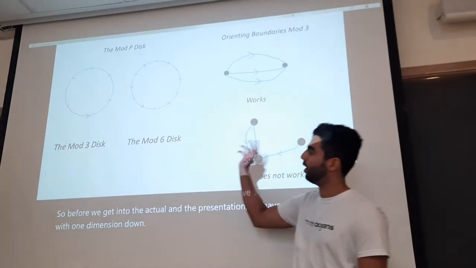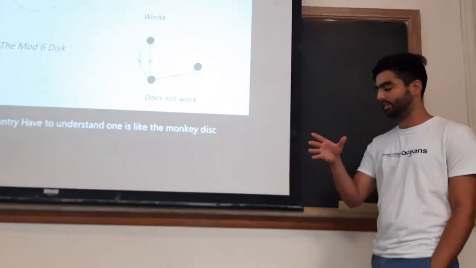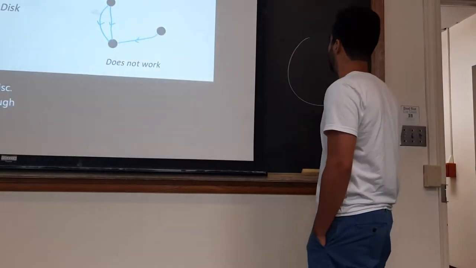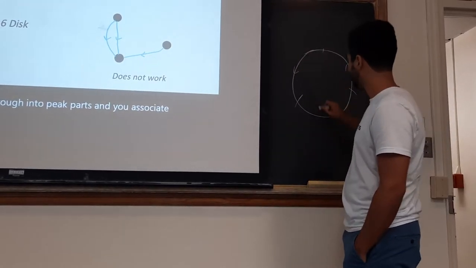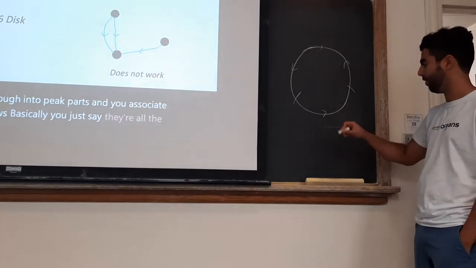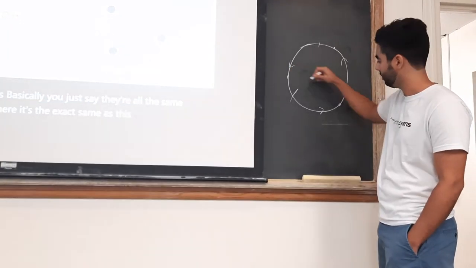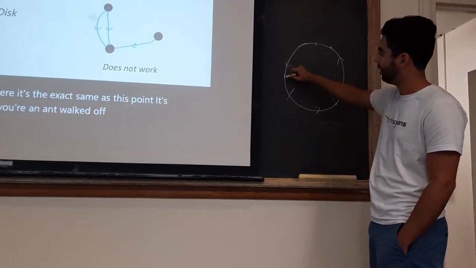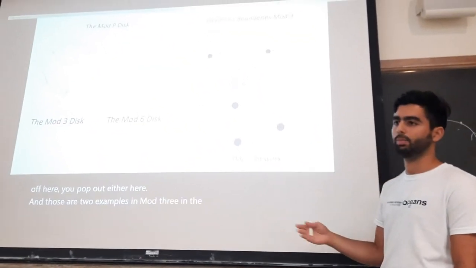First, there's two concepts you have to understand. One is the mod p disk, which is essentially, you take a disk, you split the boundary into p equal parts, and you associate those parts that you split as follows. Basically, you just say they're all the same. So for example, if you have a point here, it's the exact same as this point, it's the exact same as this point. So if you were an ant, you tried to walk up here, you'd pop out either here or here. Those are two examples, the mod 3 and the mod 6. You just split into p parts.